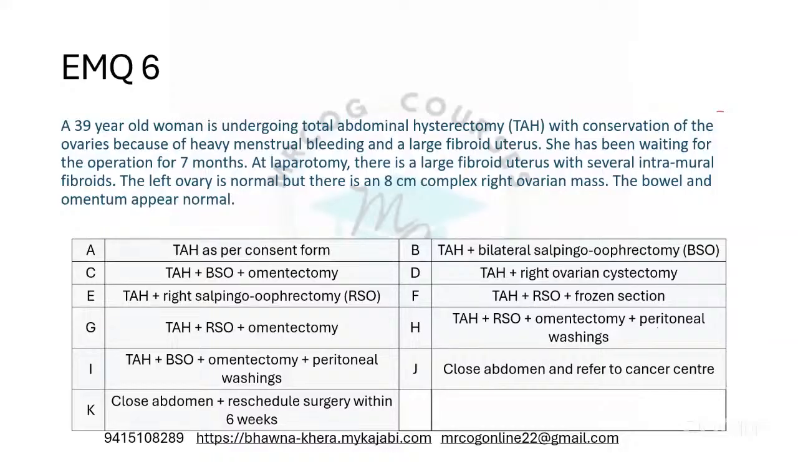Because they have created a scenario like this, that she has been waiting for the operation for 7 months, right? And she has heavy menstrual bleeding, so she needs treatment. And another dictum here is conservation of ovaries. Whenever we do the TAH, we have a consent that if any issue is there, we can remove it.